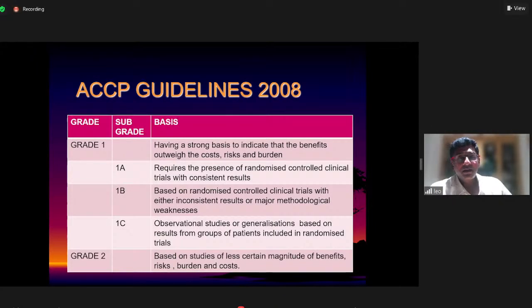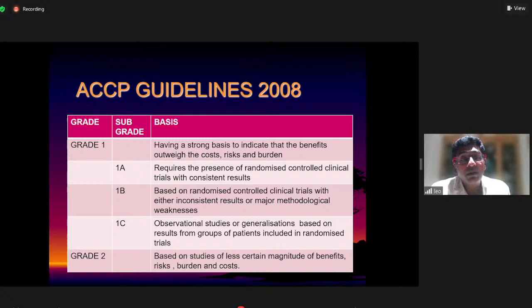So given all these things, and the fact that there was no real correlation and no real guidelines as to how to manage, the ACCP, the American College of Chest Physicians, came out with a set of guidelines in 2008, which kind of became a Bible for some time. They basically graded their recommendations as grade 1 and grade 2. Grade 1 recommendations were those based on a strong basis to indicate that the benefits outweigh the risks, burdens, and cost. And grade 2, of course, were those based on less certain studies, of less certain magnitudes of risks, burdens, and costs.